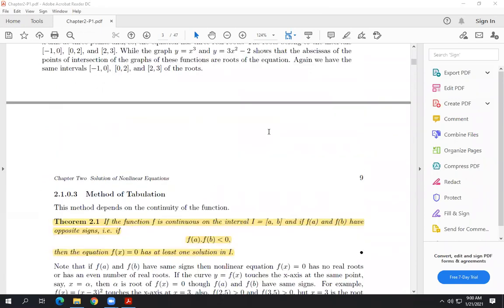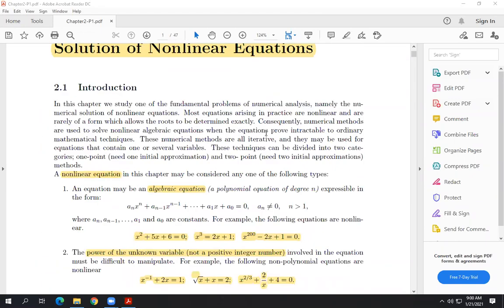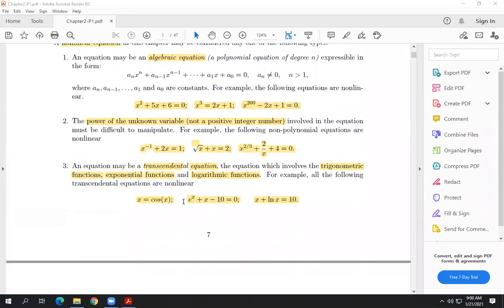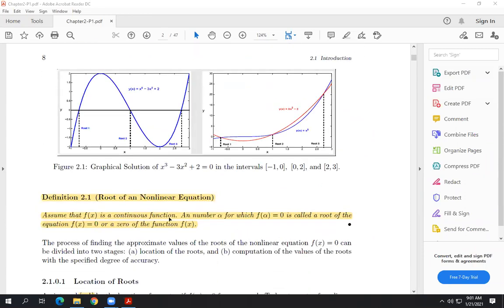Here we are doing the nonlinear solution of the nonlinear equation, and I told you what nonlinear means. It is a polynomial equation of degree more than 1, or it is not polynomial. That means the power is not a positive integer, or it is a transcendental equation, either a trigonometric or exponential function or a log inside the equation, we call a nonlinear equation. Then we are looking for the solution of the nonlinear equation. Solution of the nonlinear equation means such a number alpha at which when we put it in the function the answer is 0. This is called the exact root.